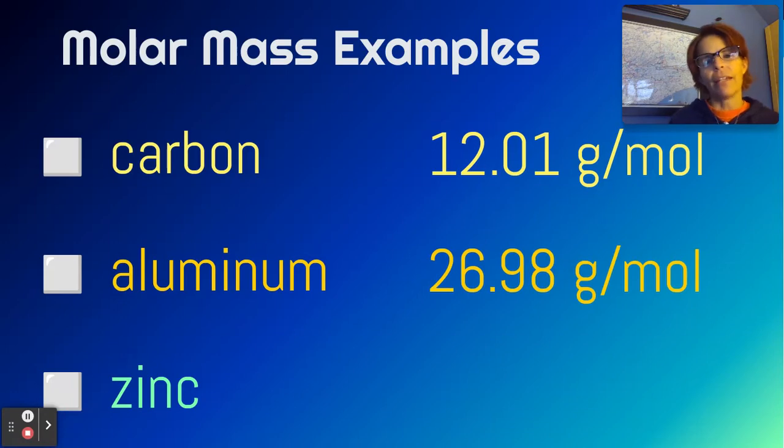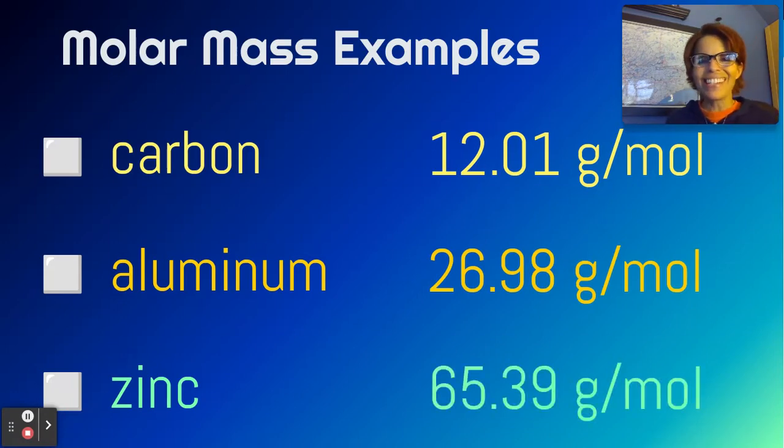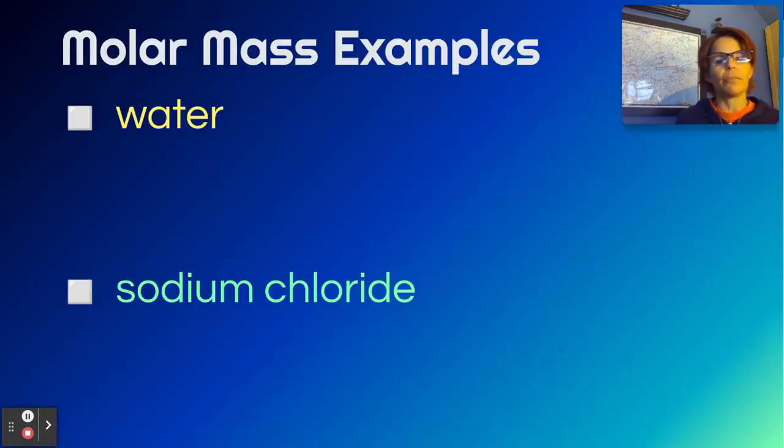Look up aluminum. Its molar mass is 26.98 grams per mole, and zinc is 65.39 grams per mole. Why is that? That's because each of these elements is a little bit larger and has more protons and more neutrons, so they have a greater mass. So when you have a mole of them, when you have 6.02 times 10 to the 23rd, their mass is greater and greater depending on what element you have.